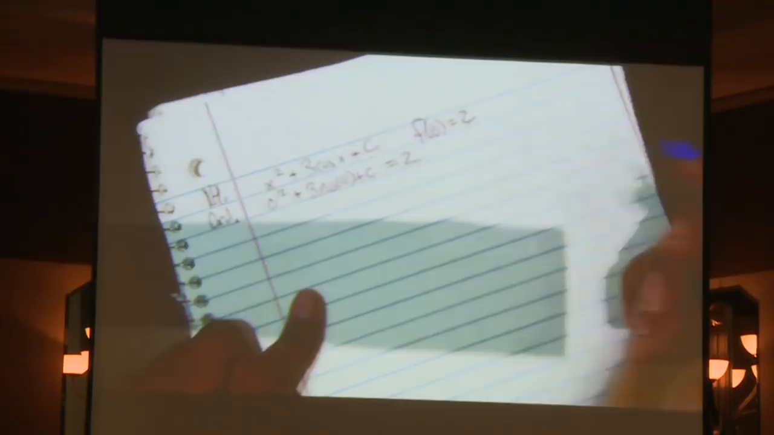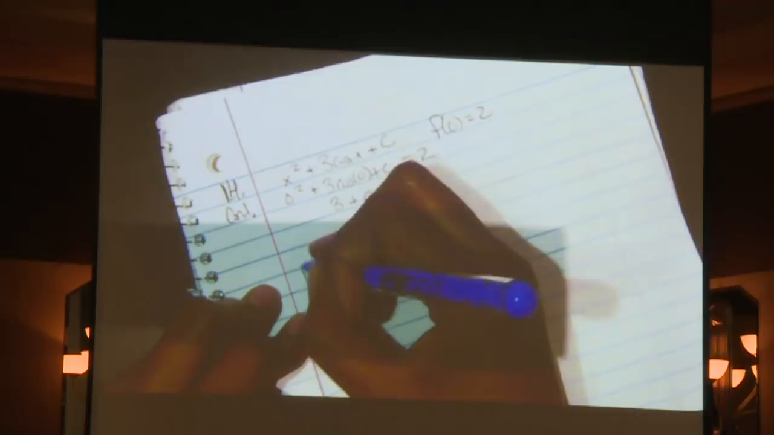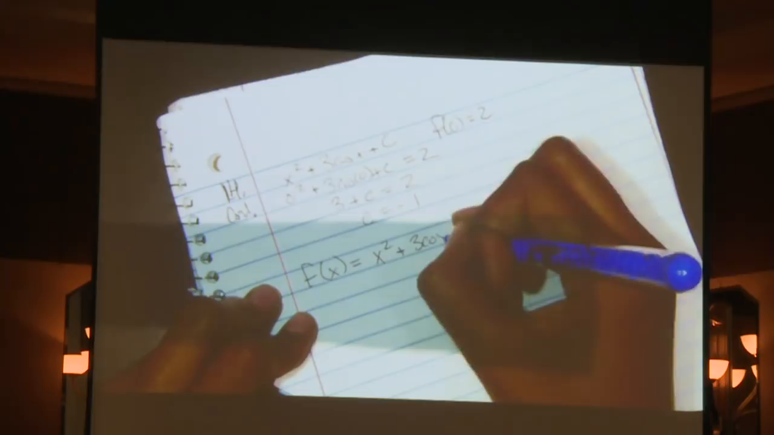That gives me 3 plus c, because cosine of 0 is 1, times 3 is 3, equals 2. So my c is negative 1. So now my f of x looks like this, minus 1. Questions?